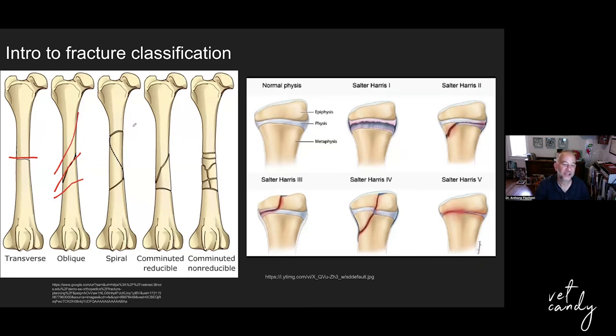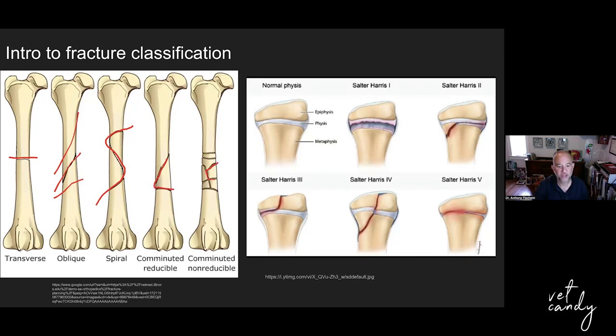A spiral fracture has different forces going against it, right? It has more of a torsional force against it, and as a result, it spirals. Okay. Then we get into the comminuted fractures. Comminuted fractures are fracture lines that eventually connect to each other, like they do in here.